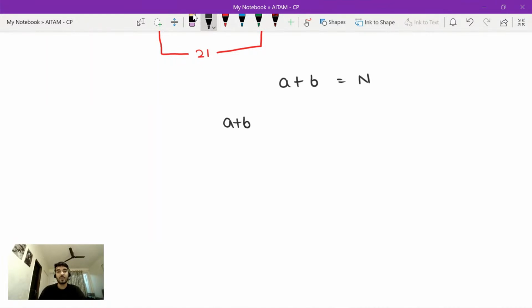This is a plus b divided by 2. I'm finding the average. Arithmetic mean means average. And what will be their geometric mean? Their geometric mean simply equals the nth root of their product.